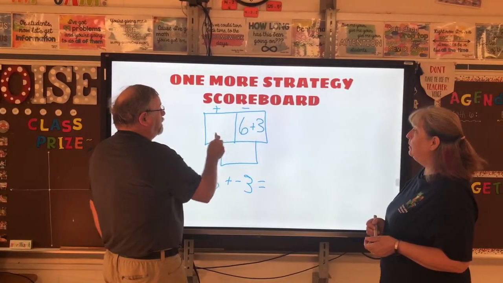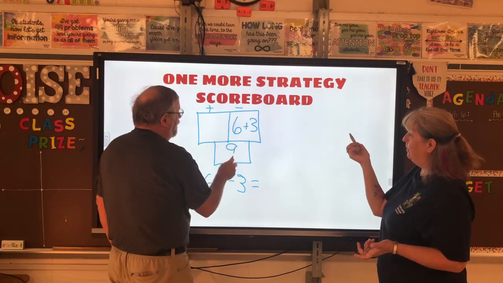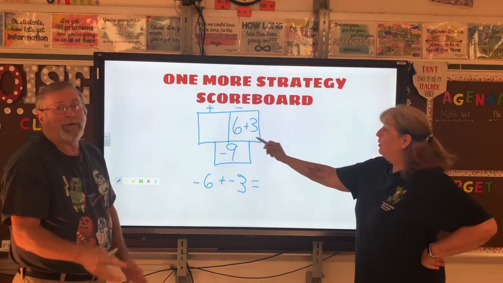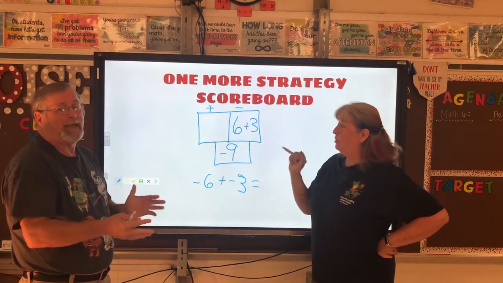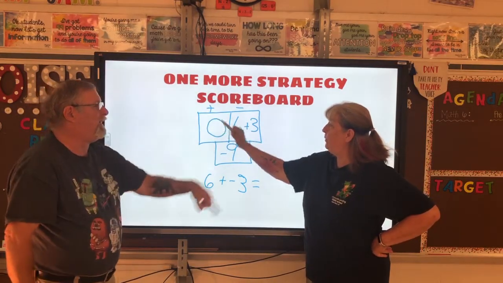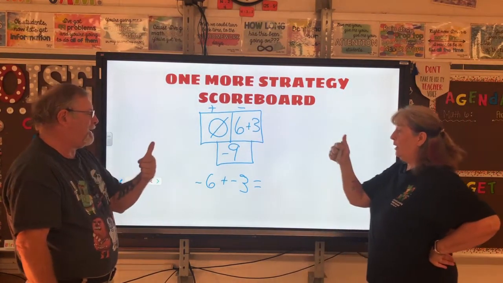So who's winning? Well, this team's beating the pants off of this team. They have 9, because now we have 9 and they're all negative. I like that. That way you can use it no matter what you have: positive, negative, both positives, both negatives, it works for everything. Can I put a 0 there? Great idea. That way we see that it's complete.